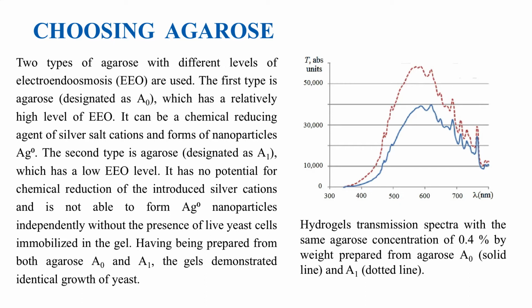The second type of agarose, which is named A1, has a low level of electroendosmosis. It has no potential for chemical reduction of the introduced silver cations and is not able to form silver nanoparticles independently without the presence of living yeast cells in the gel. Having been prepared for both types of agarose, gels demonstrated identical growth of yeast cells, and corresponding spectra for both types of agarose gels are presented on the picture on the right.